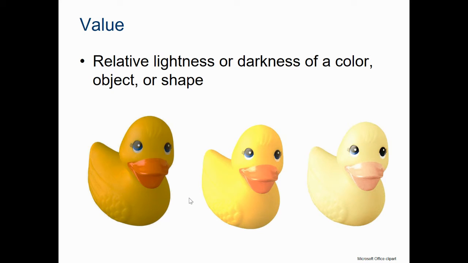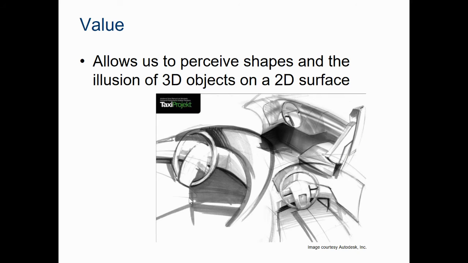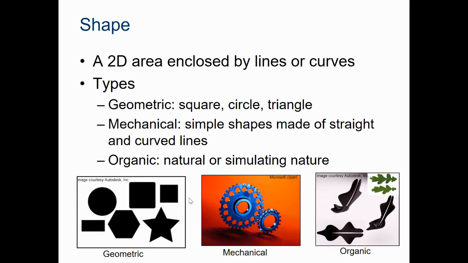Then we've got value. This is the relative lightness or darkness of a color. You might choose to use a specific value of your color for lots of different reasons. For one example, you can use darker colors to show depth. Next up, we've got shape. A shape is a two-dimensional shape enclosed by lines. Similar to lines, you've got different types of shapes: geometric, mechanical, organic. Think about what different shapes like that make you feel. The organic is more free form, like the curves, where the mechanical is a little bit more ordered, and geometric is a little simpler.